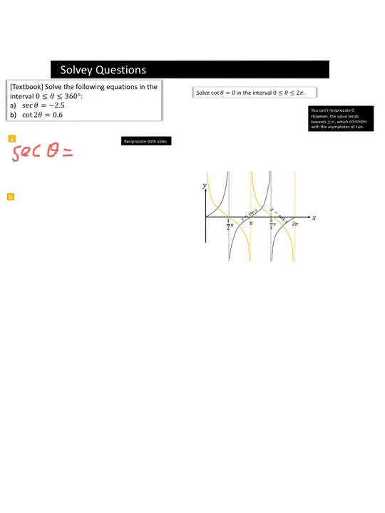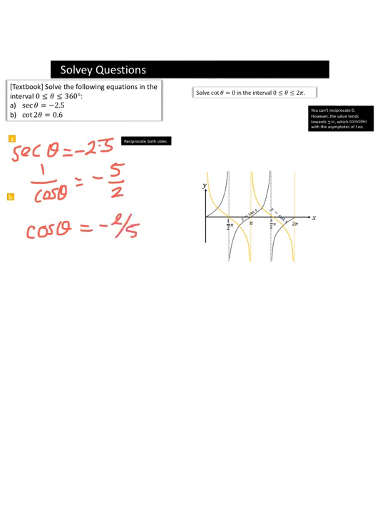is equal to minus 2.5. Sec theta is 1 over cos theta. And say that equals minus 5 over 2 as a fraction. So if we reciprocate both sides, that will give us cos theta equals minus 2 over 5.